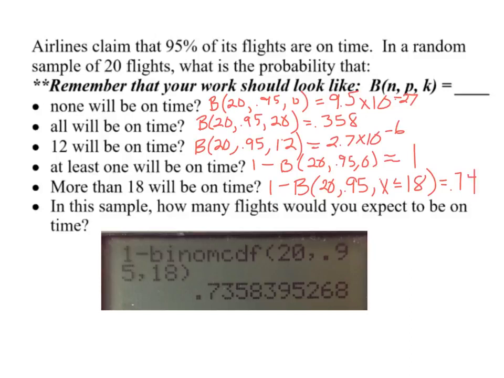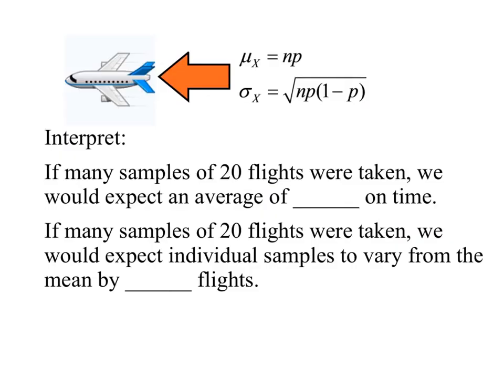And finally, in this sample, how many flights would you expect? Well, if 95% are on time, you'd expect that 19 would be on time. Okay, this is our expected value for this distribution. So along these lines, we have this formula now for expected value for binomial, which is the size times probability, what we just did, right? That 20 multiplied by 0.95. Okay, so how we'd interpret this expected value: if many samples of 20 flights were taken, we would expect an average of 19 on-time flights.